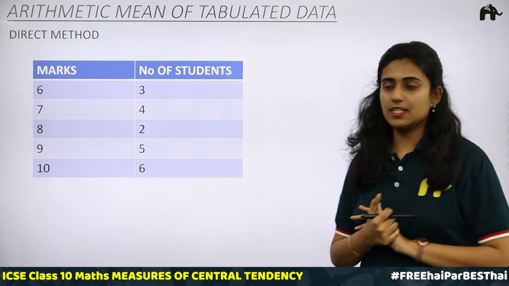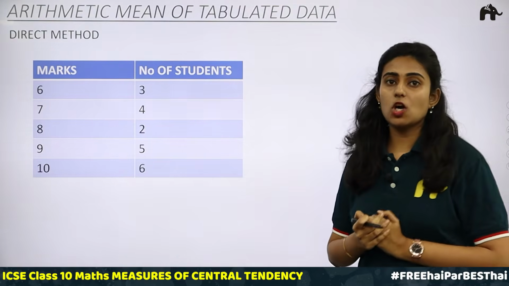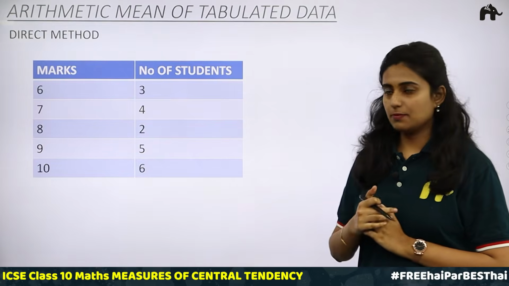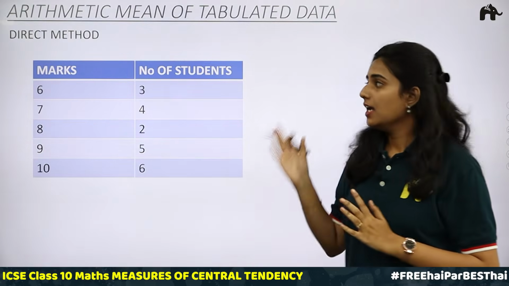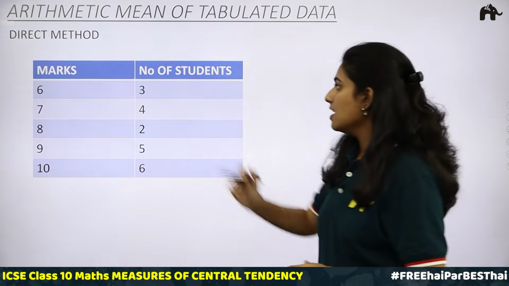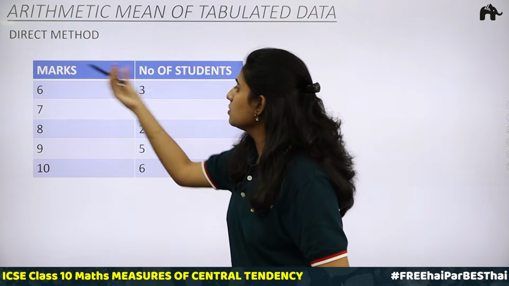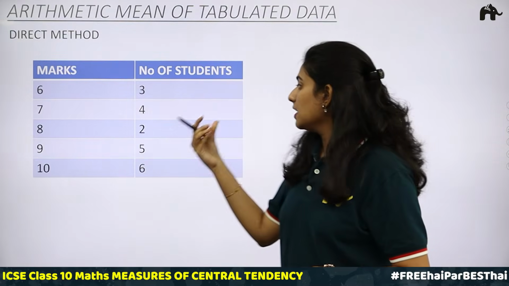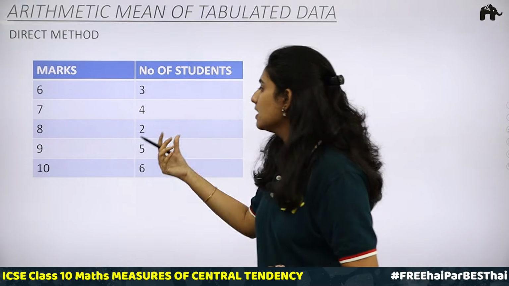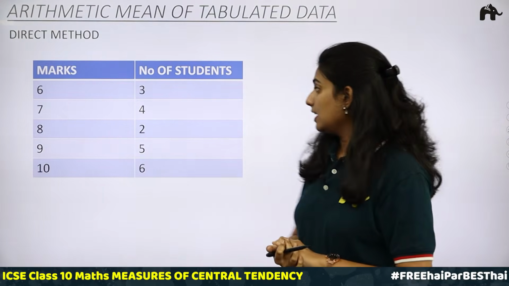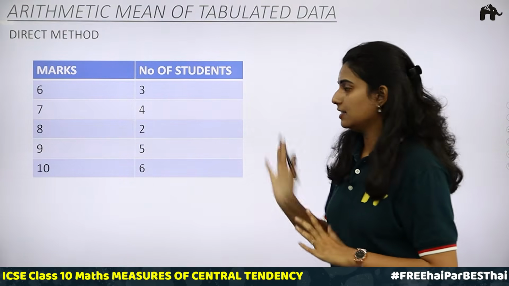The first method is direct method. Then we'll be discussing the shortcut method and the step deviation method. Let's see what is direct method. Here I have given a table. In this table you have marks and number of students. Okay, that is number of students who scored 6 marks, number of students who scored 7 marks, number of students who scored 8 marks, number of students who scored 9 marks and number of students who scored 10 marks, okay, are given in the table.